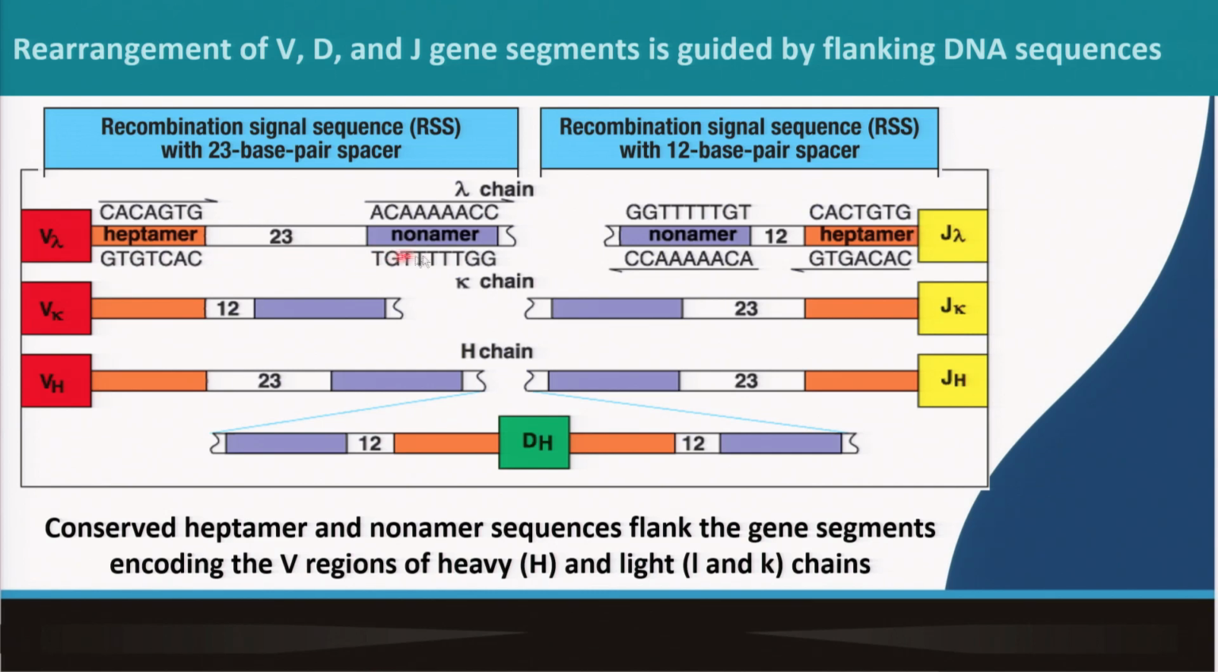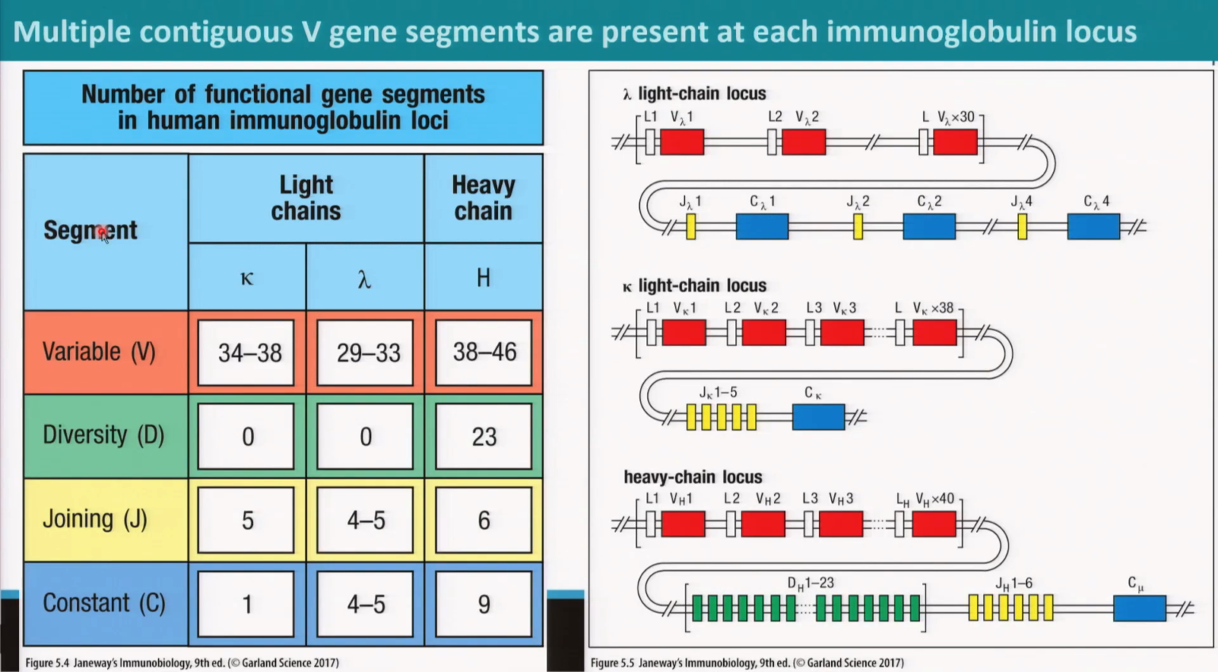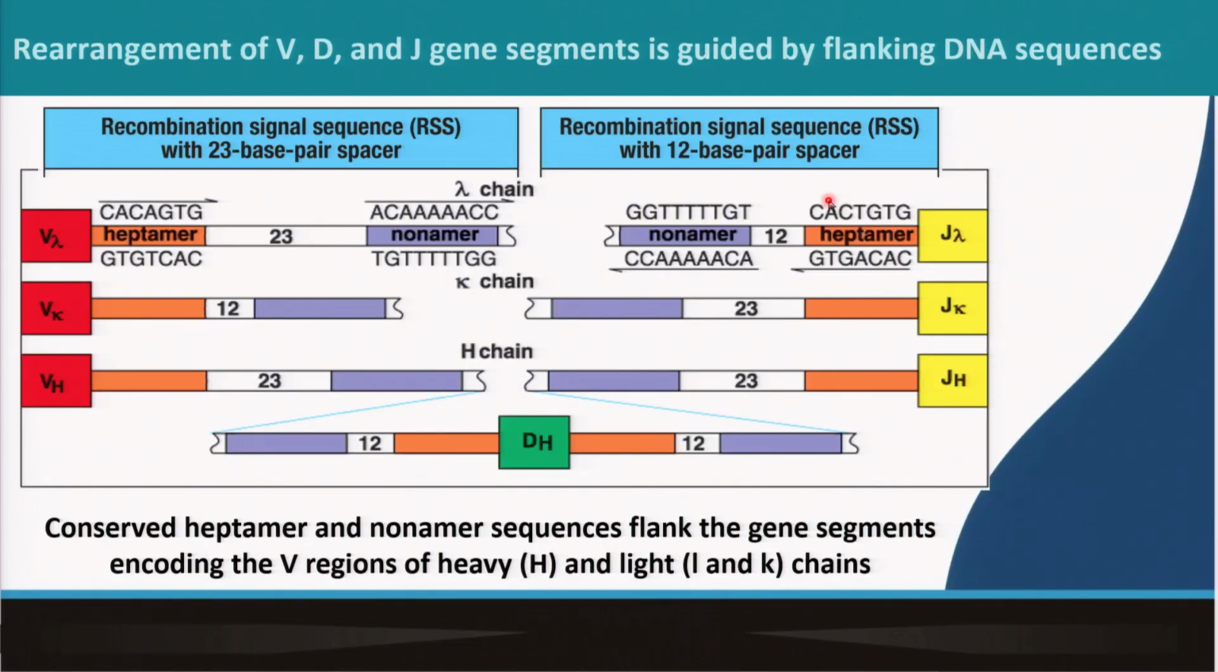Okay. If I am talking about a lambda chain, if you see, this is the lambda. So, this is J and this is V. If we consider just one V segment and one J segment, whatever we discuss right now will be true for any V or any J segment. Okay. So, let us see one for lambda chain.